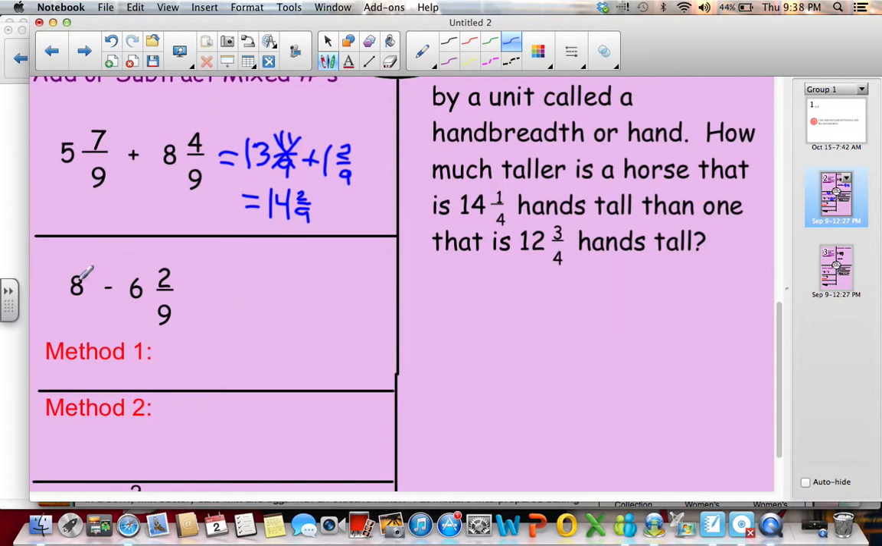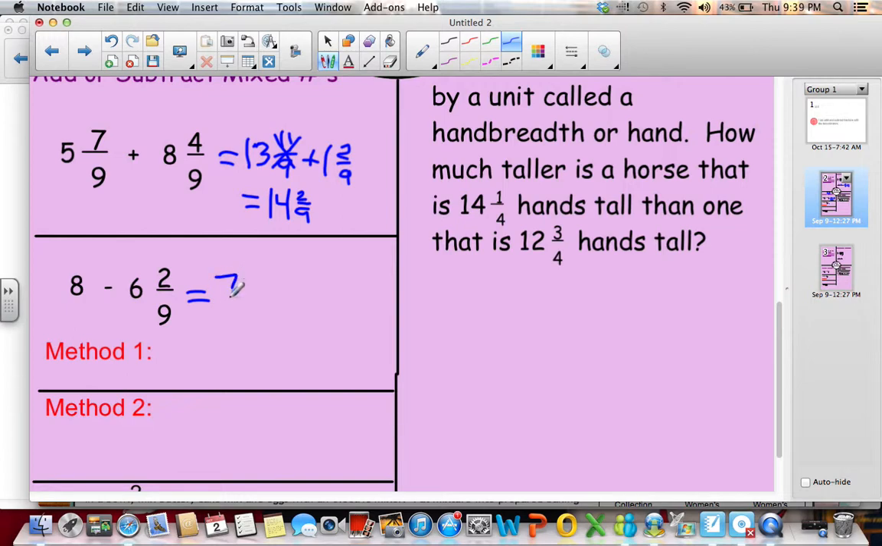Okay, if we have 8 minus 6 and 2/9, there's 2 different ways that you could solve this, okay? So if I take 8 minus 6, I would have 2, but then I still need to take away 2/9, which kind of makes it a little bit confusing. So what I'm going to do to make it so we have like terms, I'm going to take away a whole number. So 8 minus 1, I'm going to take 1 away.